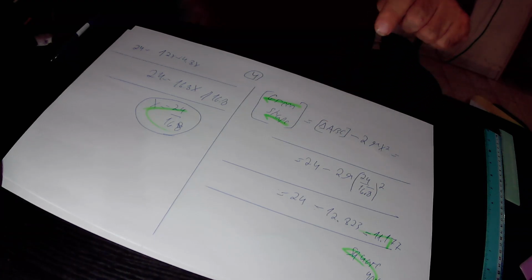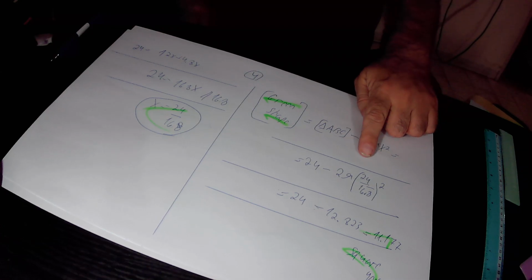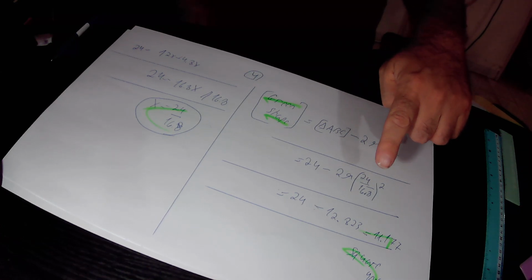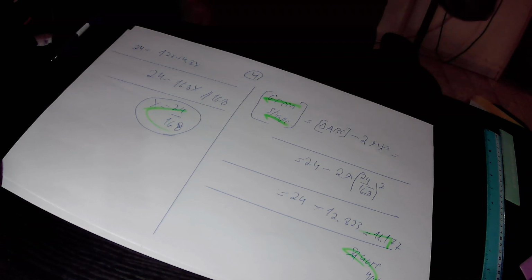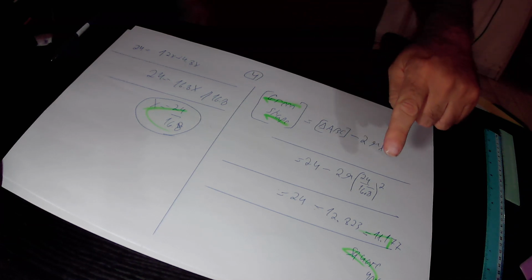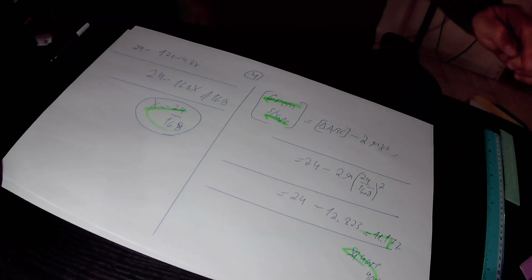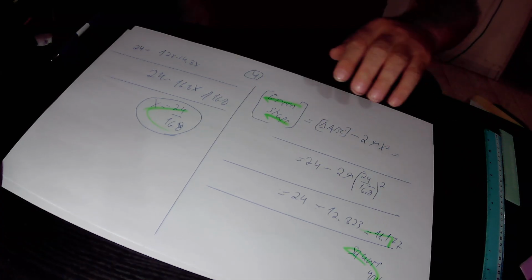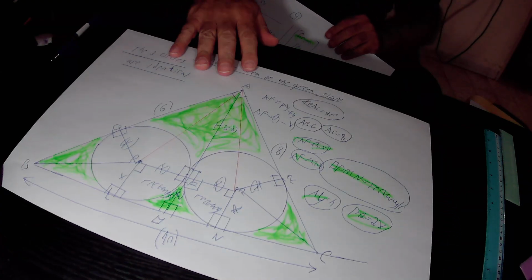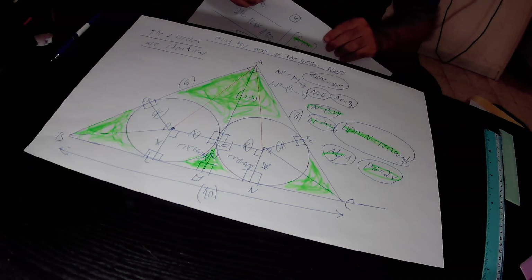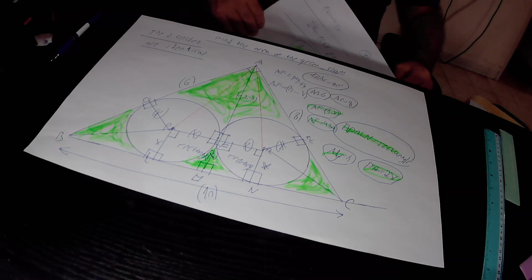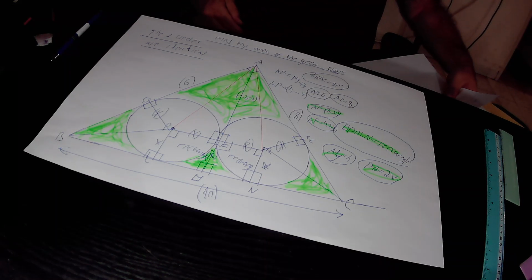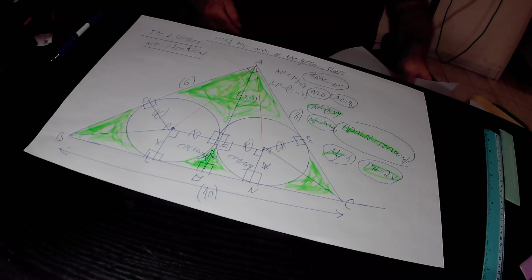This expression in total equals 12.823. Now the green shape equals 24 minus 12.823, and it actually equals 11.177 square units. So in total, we found that the area of this green shape, the area we were looking for in this question, is equal to 11.177 square units. Okay, thank you very much.